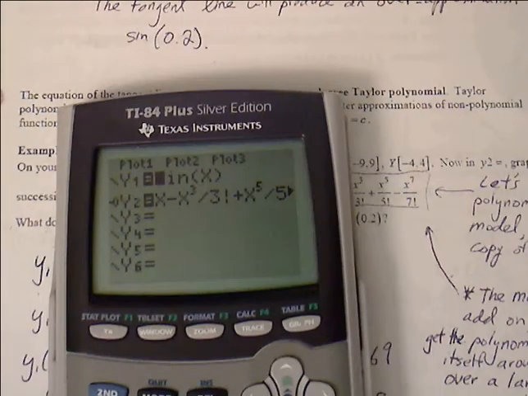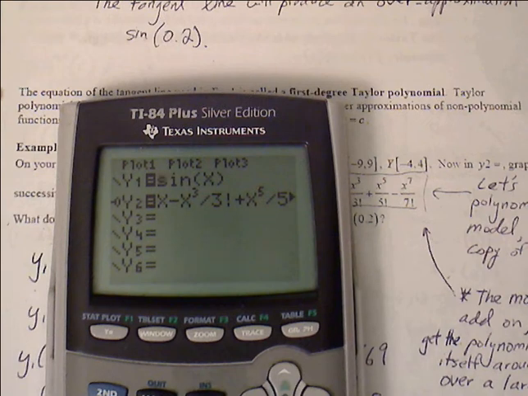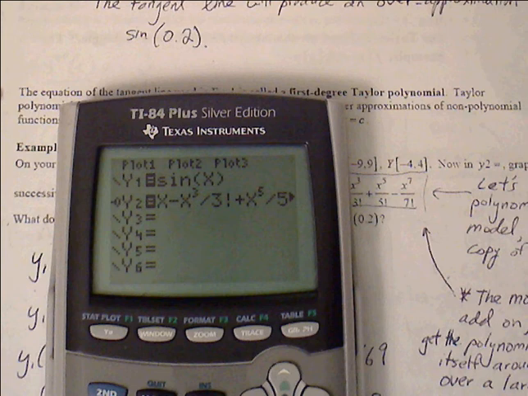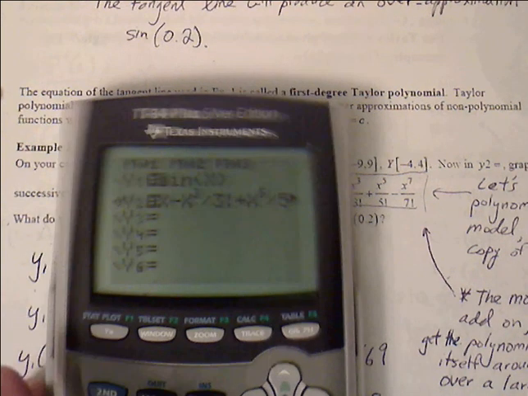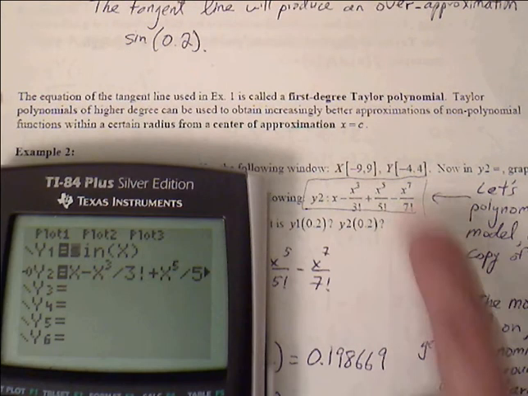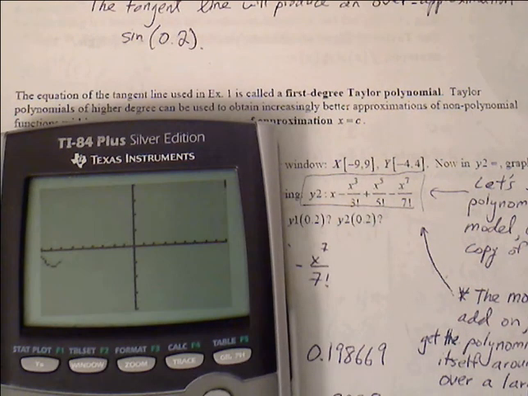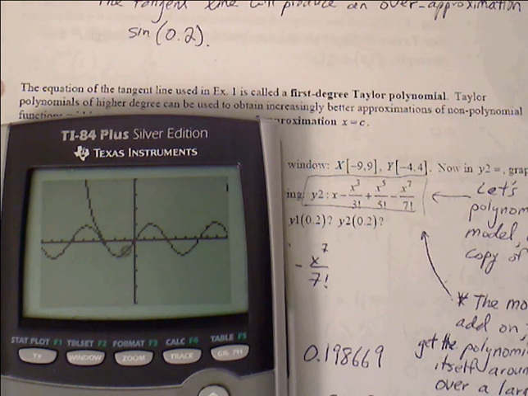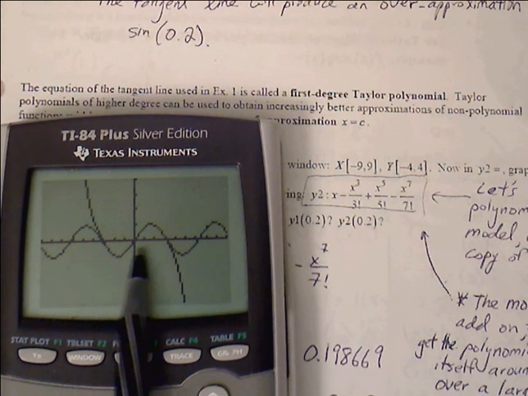So in our calculator, we plug in sine of x for y sub 1. For y sub 2, we can plug in this polynomial function. And if we hit graph after we adjust our window setting, here we have our sine curve. And then here we have our polynomial of degree 7. And we see that it's going to do a pretty good job of matching our sine curve within this distance, this distance away from 0.